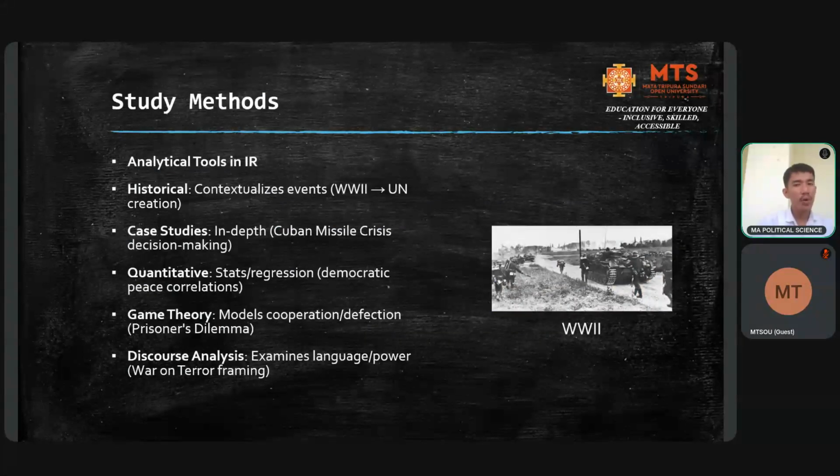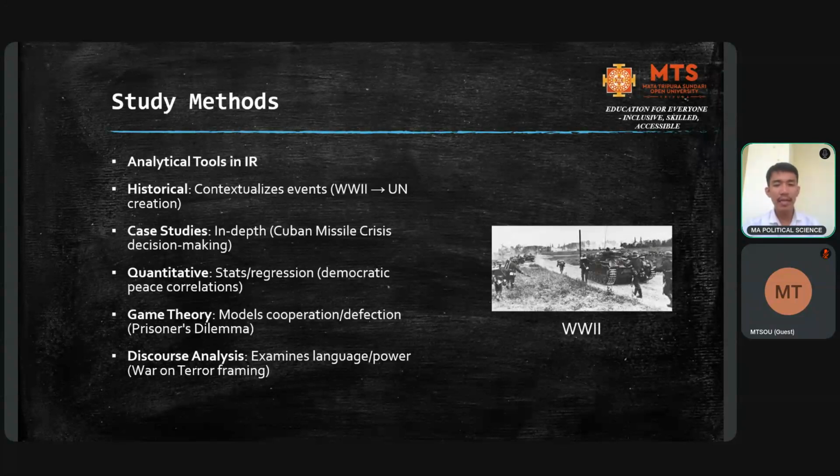So study material, analytical tools. What are the study materials that can be used to study international politics? Historical context first, like World War II. We can study what happened in the World War and what the UN is, how the UN was created. If you go to history, you come to know a little bit more about international politics. Like the Cuban Missile Crisis decision making: how did they solve the problem? Was there deterrence between the countries? So you can study through case studies, or through historical, or through quantitative statistical regression, democratic peace correlation. Okay, how much nuclear power they have, what generation of aircraft they have. So these are quantitative, analyzing by the structure what is available in the countries. Game theory, models, cooperation, defection, prisoner's dilemma.